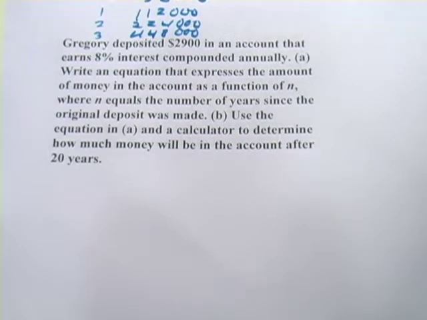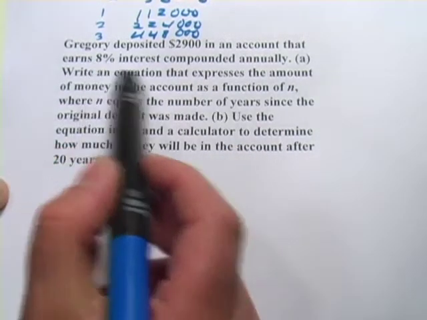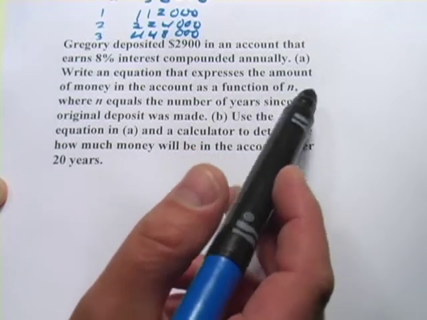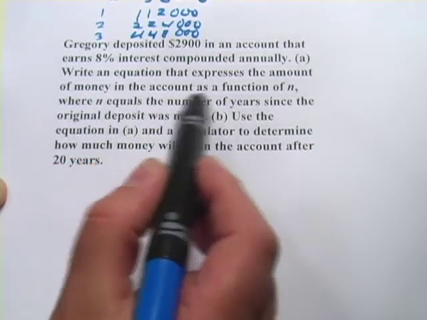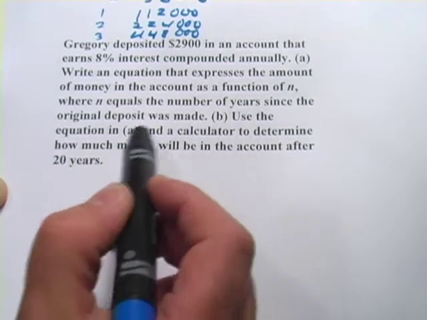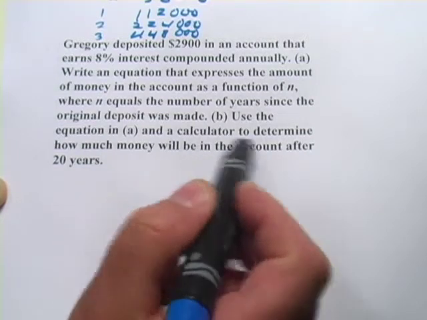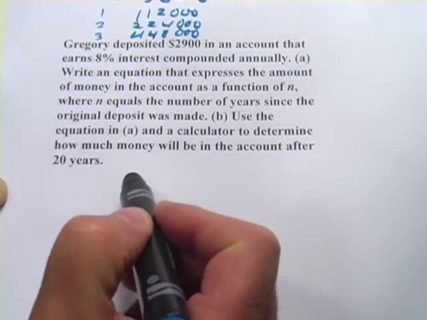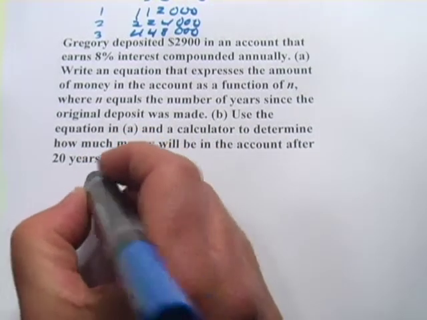This one says, Gregory deposited $2,900 in an account that earns 8% interest compounded annually. And there's a couple of parts here. A says, write an equation that expresses the amount of money in the account as a function of n, where n equals the number of years since the original deposit was made. And B, use the equation in A and a calculator to determine how much money will be in the account after 20 years. And this is an important one to know. This will come up again and again.